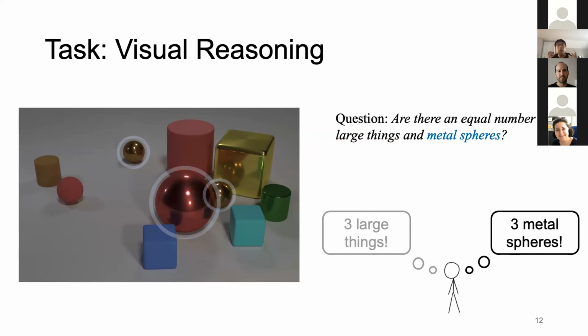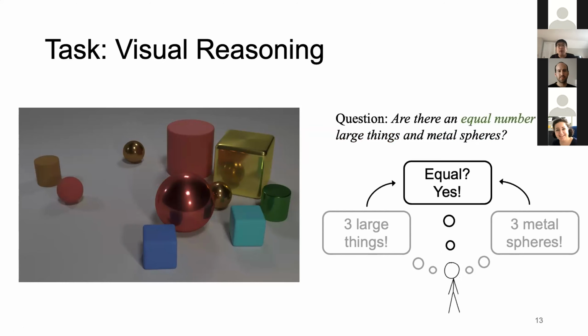And then he will perform the same operation on the middle spheres. There are also three middle spheres. And finally, he will compare the two numbers he counted and generate the answer: yes. So every reasoning step is grounded with perception, language understanding, and logical reasoning.